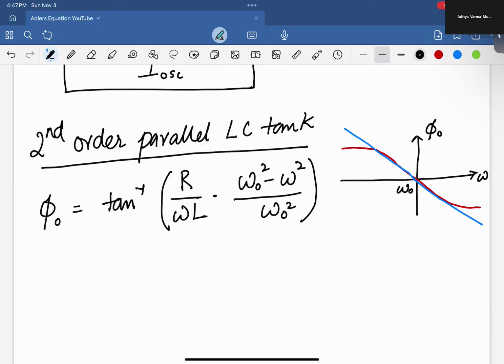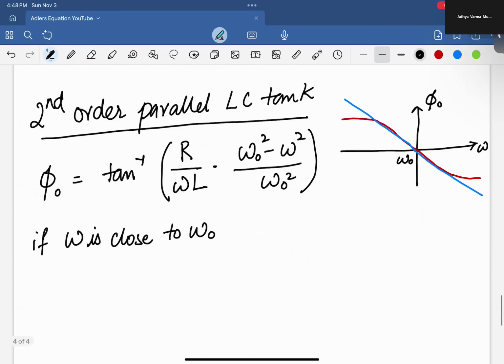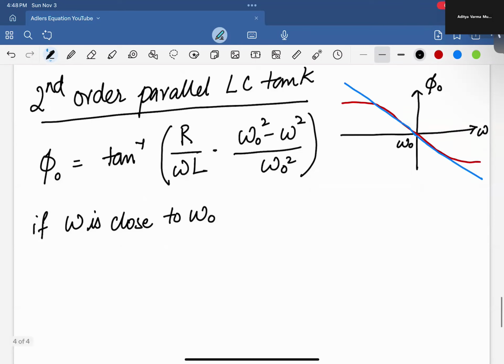Okay, so if you do that, so I'll say if omega is close to omega naught, right? Which means that omega is not exactly the injection frequency, but you can assume that omega is close to the injection frequency. Then the phase shift that you experience is going to be, as long as you inject close to omega naught, basically linear, right?